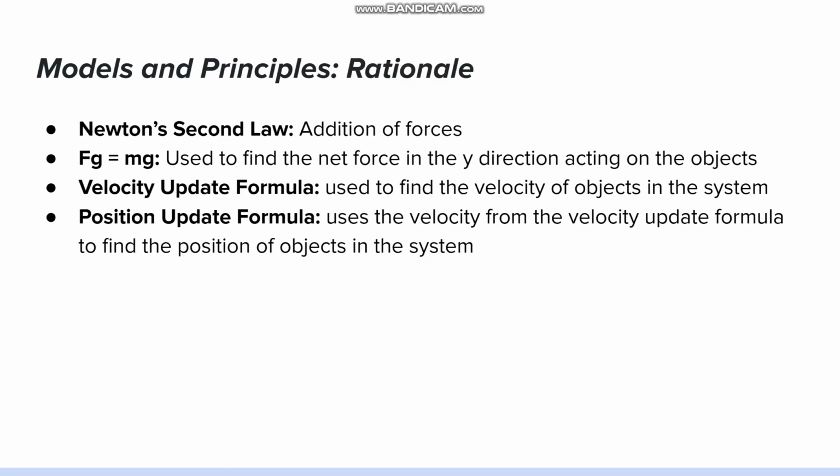Principles rationale. Newton's second law was used in order to promote the addition of forces. Fg = mg was used in order to find the net force in the y direction acting on the object, as this was the force of gravity only. The velocity update formula was used to find the velocity of objects in the system, and the position update formula uses the velocity from the velocity update formula to find the position of the objects in the system, including what vertical height it is at.